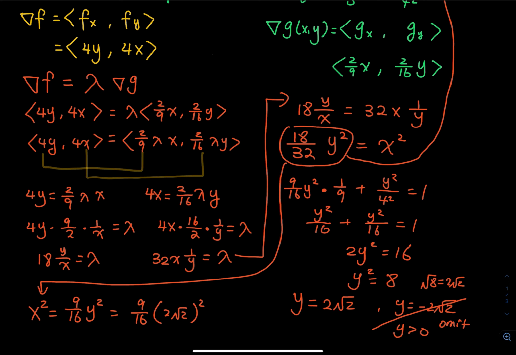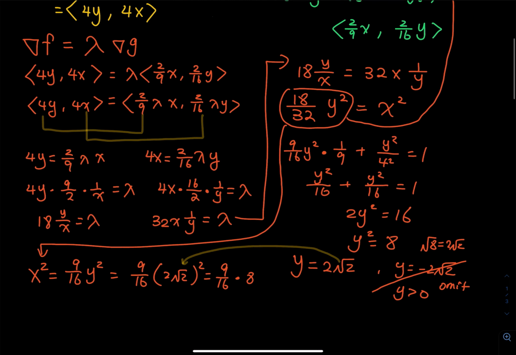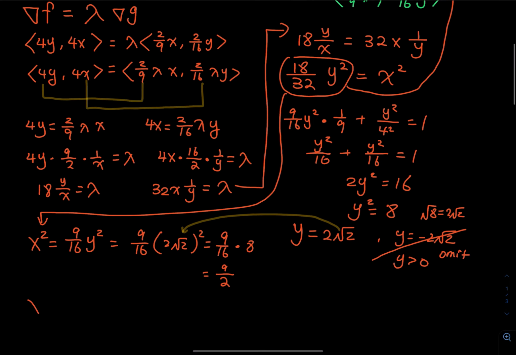We use the orange too much, right? So let's try the highlighter. Okay, so that is a plug-in. And then 9 over 16, so that will be 8. And then you simplify that. That will be 9 over 2, right? So x squared equals 9 over 2. Since x must be greater than 0, then x equals the square root of 9 over 2.